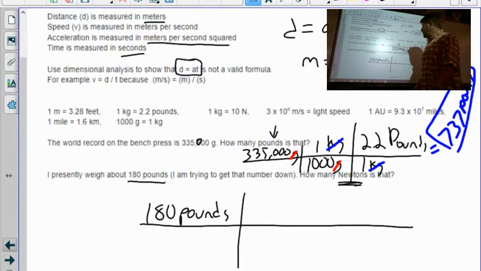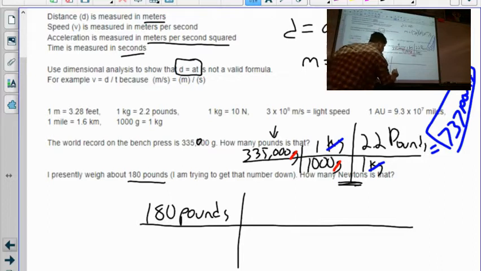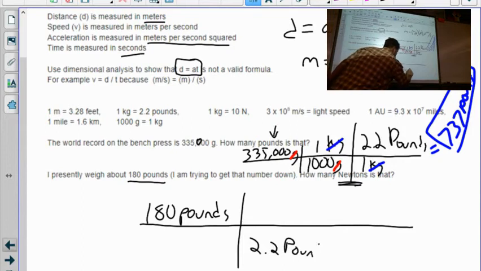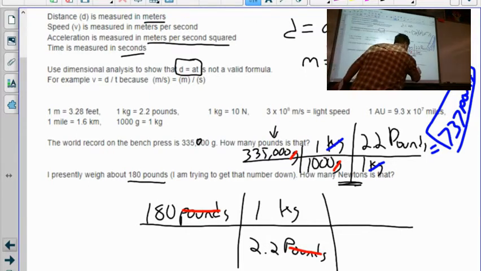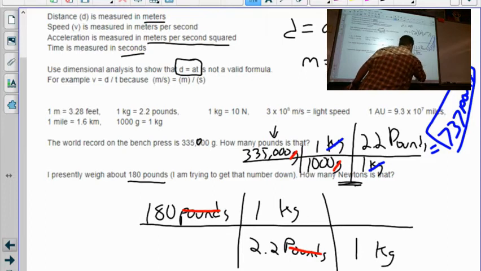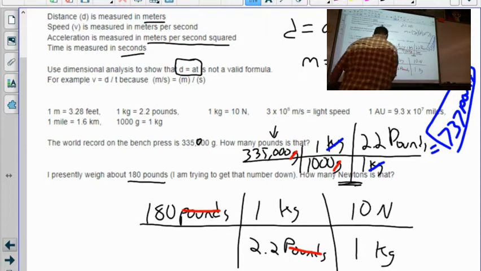And I need to have a conversion. So first off, we should remember from the last one that there are 2.2 pounds per 1 kilogram. My pounds will cancel out. And then if I look above here, I would see that every kilogram is 10 newtons. So 1 kilogram is 10 newtons.